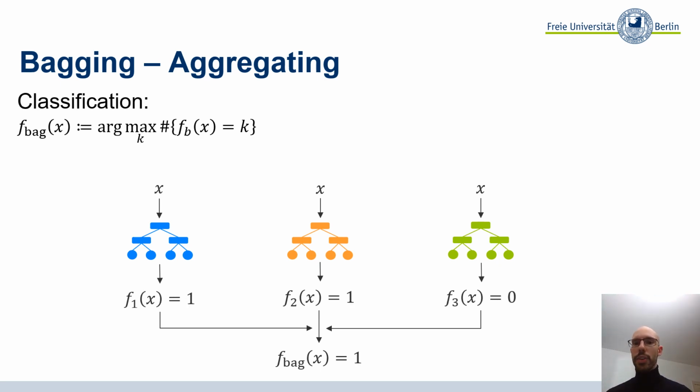And for classification, we just take the top vote. So in this case, our first model returns 1, the second model returns 1 as well, and the third model returns 0. So the top vote is 1, and that's the output that we generate for our input data.